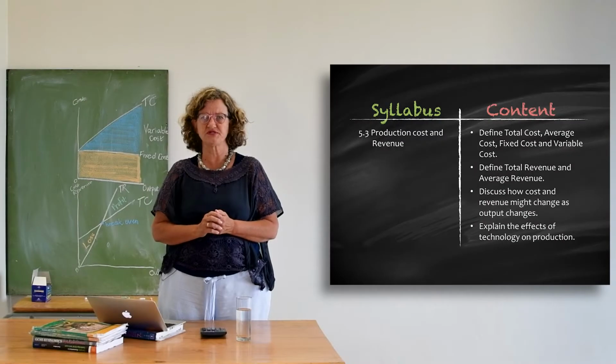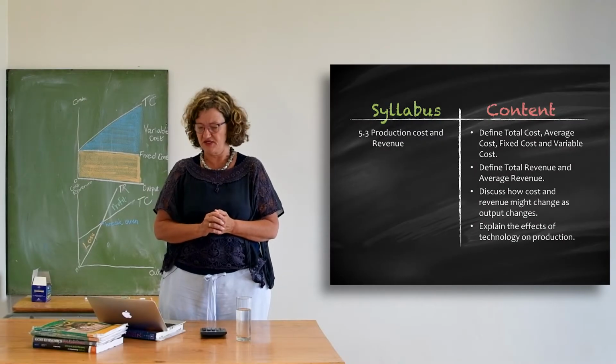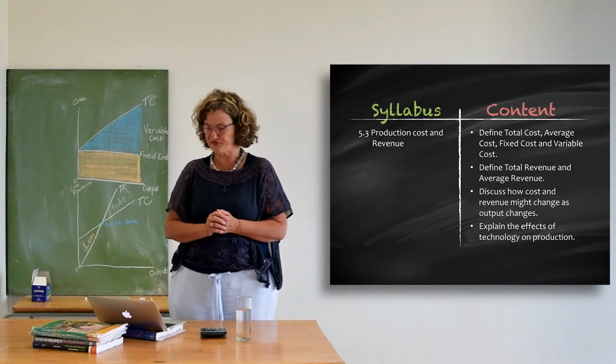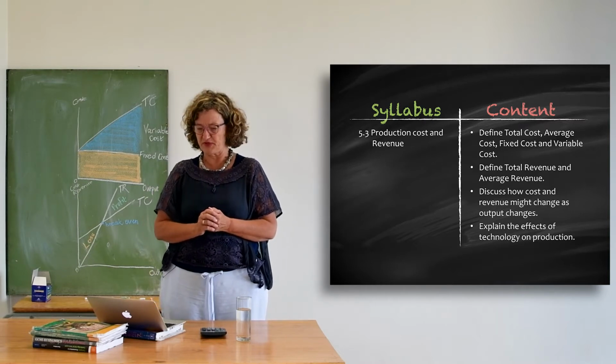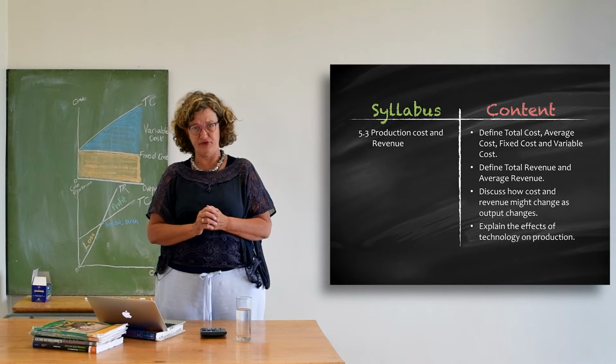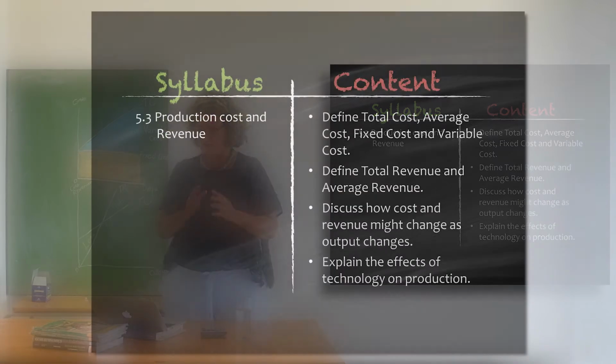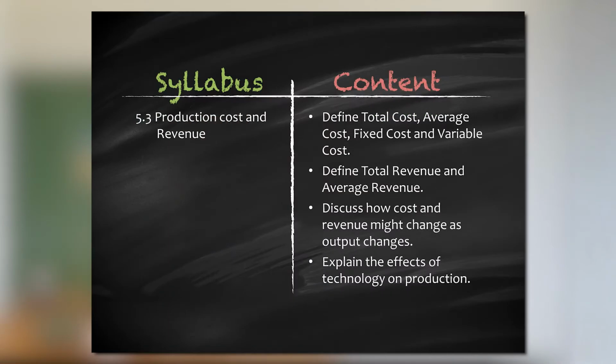Okay, good morning, students. Today we work on 5.3 in the syllabus. This part is about production cost and revenues. This part is about calculations to really determine what the profits of your business is, or the profit you make on each unit you produce.